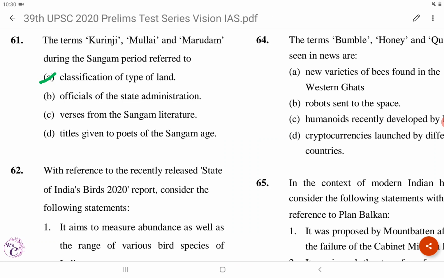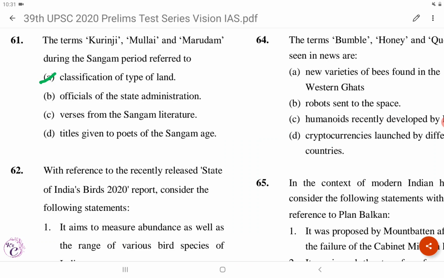The first one is Kurinji. Chief deity was Murugan. Chief occupations are hunting and honey collection. Next we have Mullai. Chief deity is Mayon, which is Vishnu, and chief occupations are cattle rearing and dealing with dairy products. Next is Marudam. Chief deity is Indra and chief occupation is agriculture. Next we have Neithal. Chief deity is Varunan and chief occupations are fishing and salt manufacturing. Last we have Palai. Chief deity is Korravai and chief occupation is robbery. Hence option A is the correct answer.